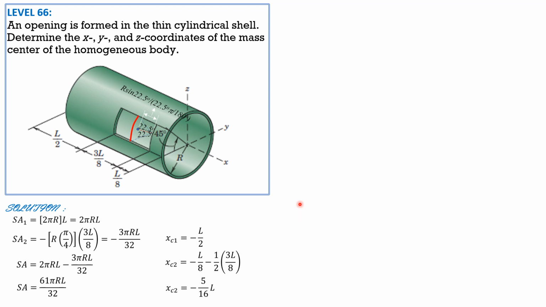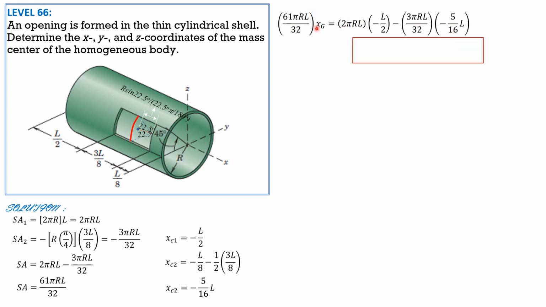By Varignon's theorem, 61 pi RL over 32 times x sub g equals 2 pi RL times negative L over 2 minus 3 pi RL over 32 times negative 5 over 16 L. Cancel pi RL, simplify, solve for x g. X sub g is equal to negative 497 over 976 L, and that is approximately negative 0.5092 L.